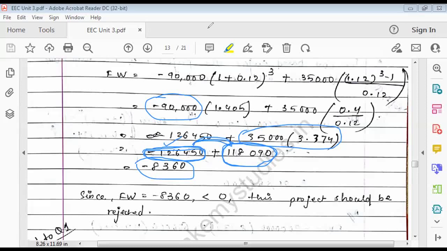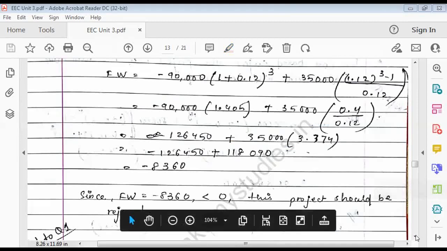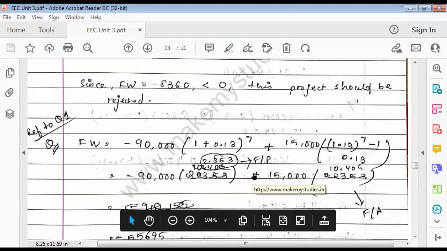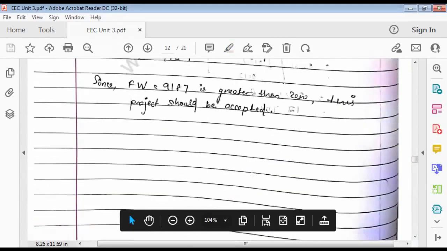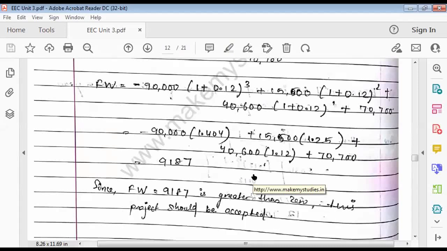Okay, so that's how. Going to the next. Before that, I must delete this. Okay, going to the next one is this one. If you remember, I was telling you the same question that we solved under the present worth method. The same question can be solved using the future worth method, and exactly that has been done.